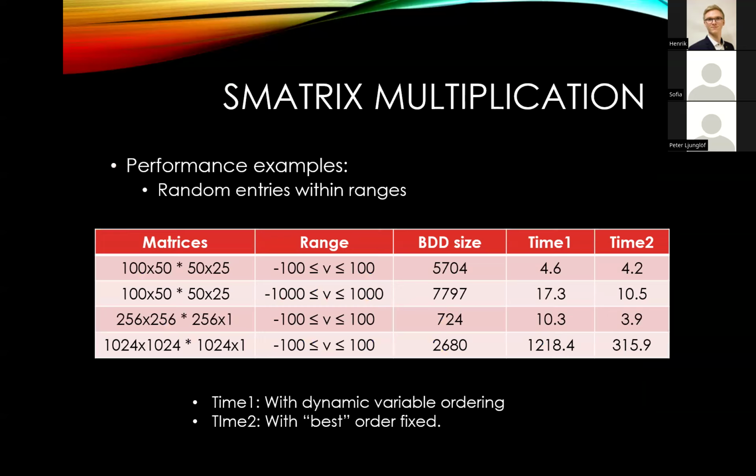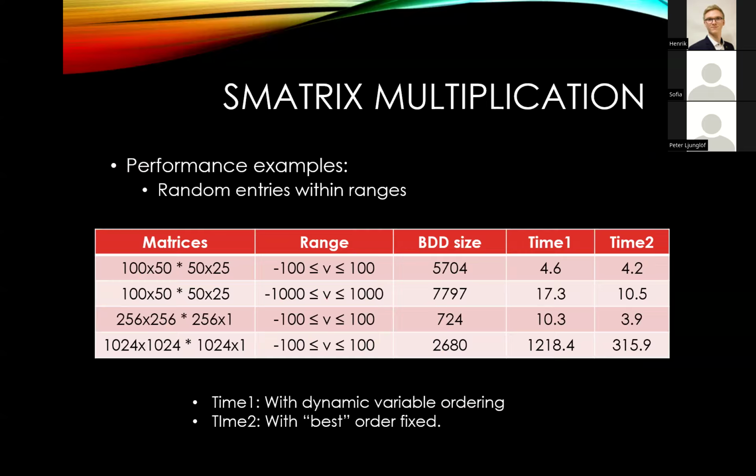Performance example, of course, if it doesn't work, then it's not useful, but it works pretty well. Here are a couple of examples. 100 by 50 multiplied by 50 by 25. BDD size, time 1 and time 2. Time 1 is when I'm not cheating, and time 2 when I'm cheating.